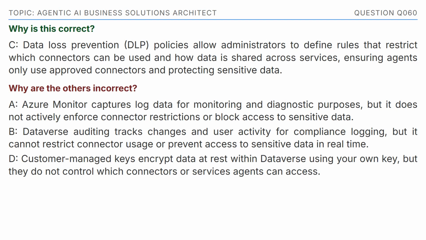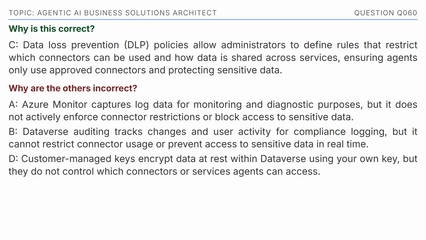Data loss prevention (DLP) policies allow administrators to define rules that restrict which connectors can be used and how data is shared across services, ensuring agents only use approved connectors and protecting sensitive data. Why are the others incorrect?